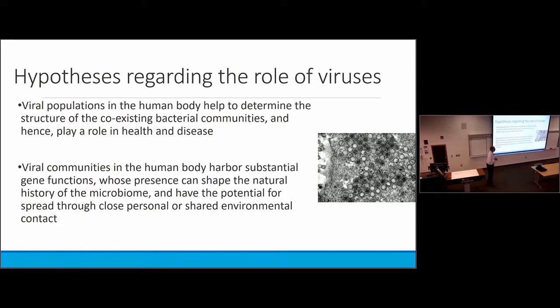One of the points that we found out really early on in our study of the human virome is that most of these viruses that we can identify in the human body are actually bacteriophages. That really has shaped the way we think about it. So we've got two major hypotheses that permeate throughout all of our work when we're looking at the human virome.